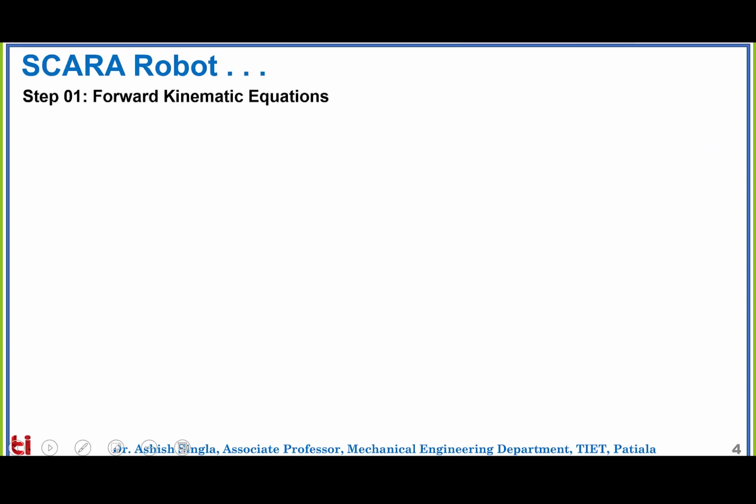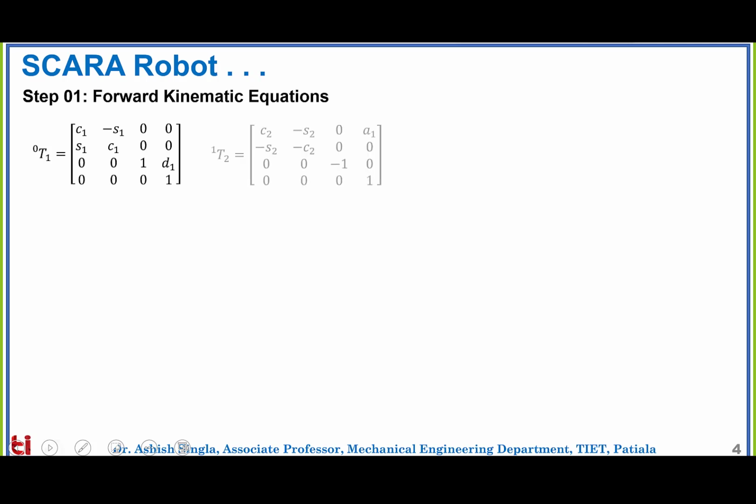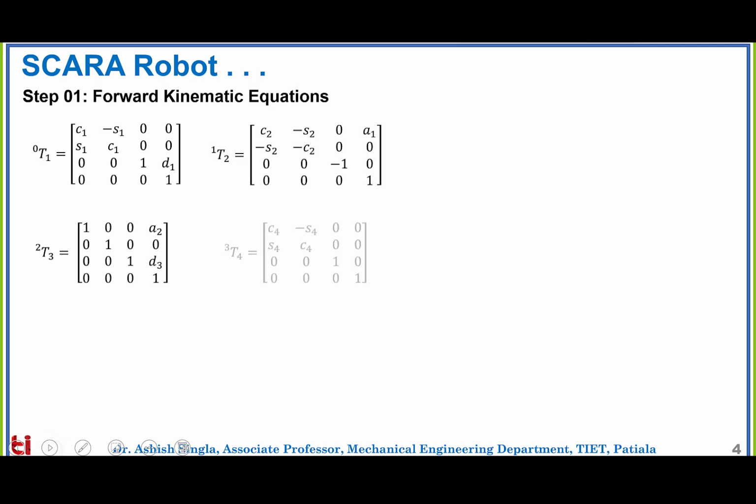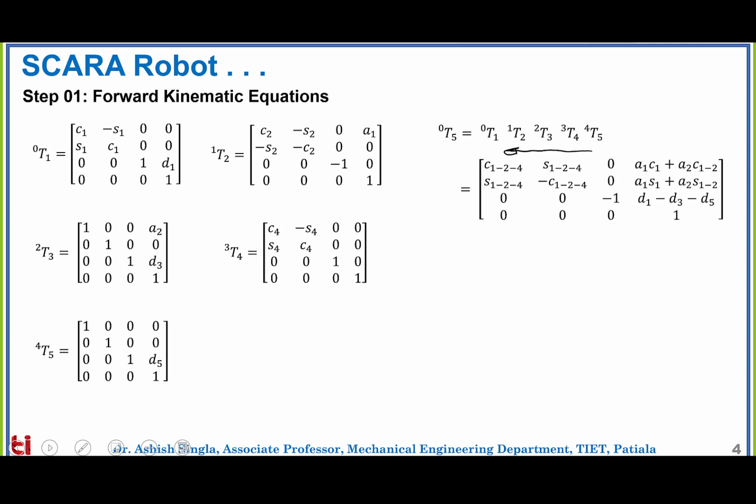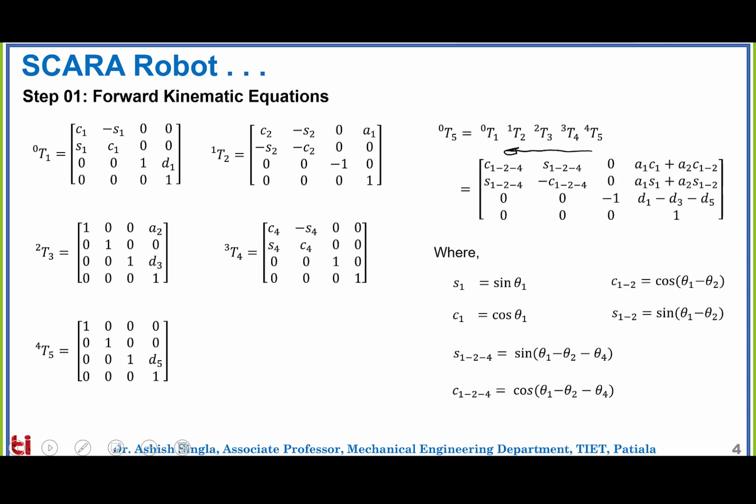Let's see SCARA robot forward kinematics. This is the first transformation, second transformation, third transformation, fourth transformation, fifth transformation, and if we multiply all of them in a sequence this way, this is the final answer we have, where terms like S1 represent sine theta 1, S1 minus 2 represents sine of theta 1 minus theta 2, and C1 minus 2 minus 4 represents cos of theta 1 minus theta 2 minus theta 4.